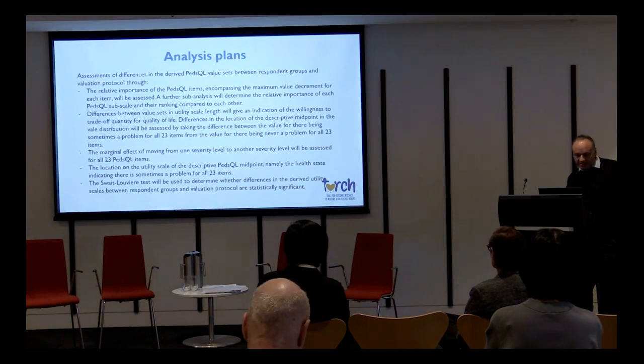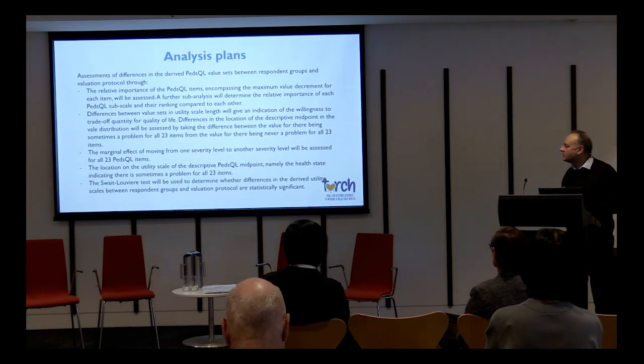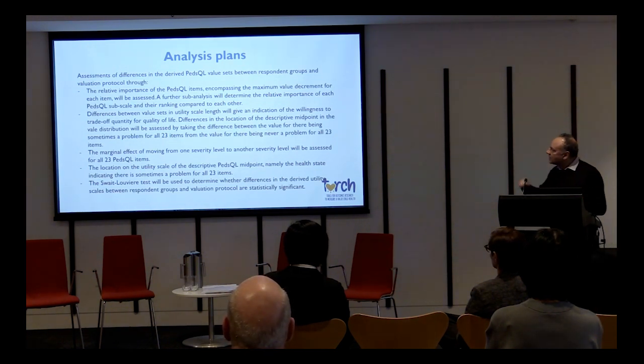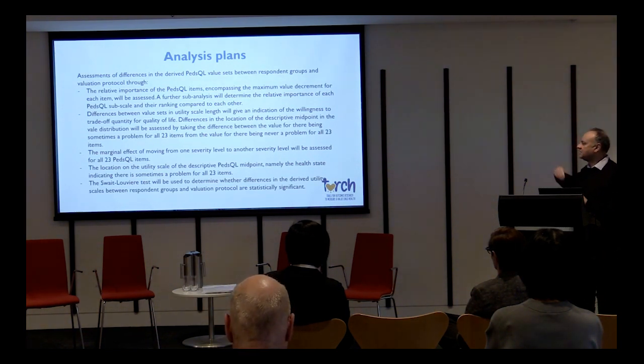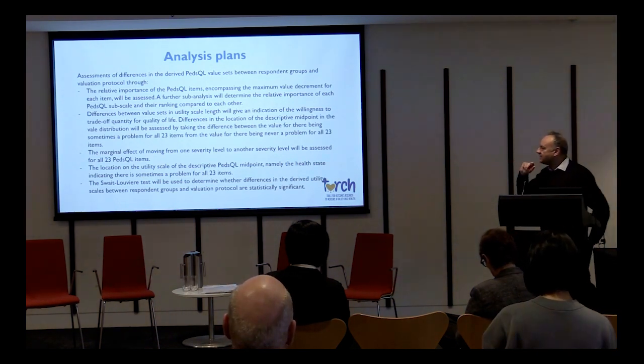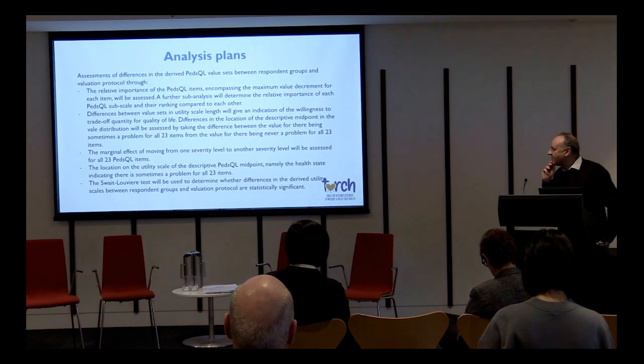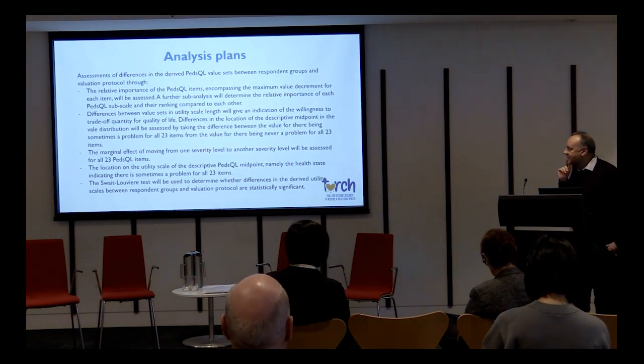The second strand of research involves an assessment of the differences between value sets in terms of the utility scale. And so that's going to give us an indication of the willingness of respondents of different types to trade off quantity for quality of life. We're also going to be looking at differences in the location of the descriptive midpoint in the utility distribution. We're also going to be estimating marginal effects moving from one severity level to another severity level for all of the 23 Petrou items.